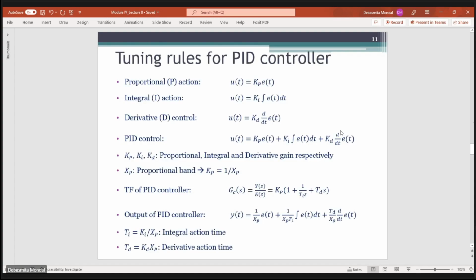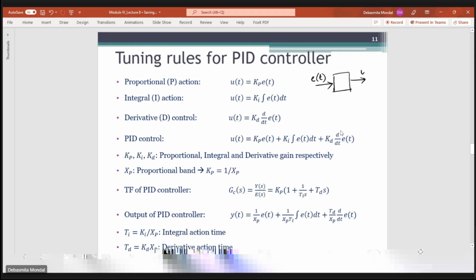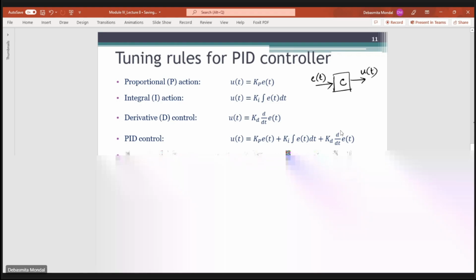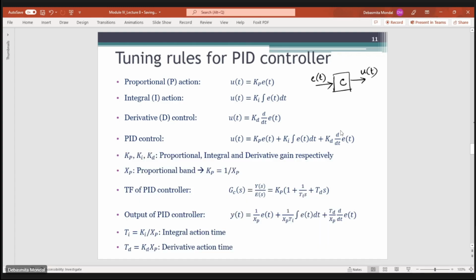If you write it from a mathematical point of view, proportional action means the output of the proportional controller. If this is your controller and this is the input, let's say E of t, and the output of your controller is U of t, and this is a proportional controller, then you can write that u(t) is equal to Kp times e(t). Kp is known as the proportional gain, and that can be written as 1 by Xp, where Xp is the proportional band.